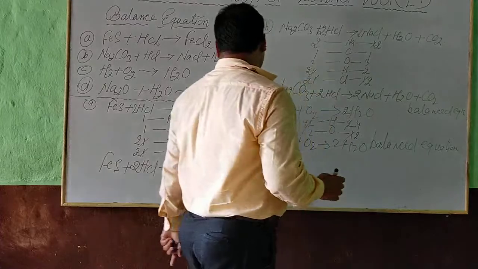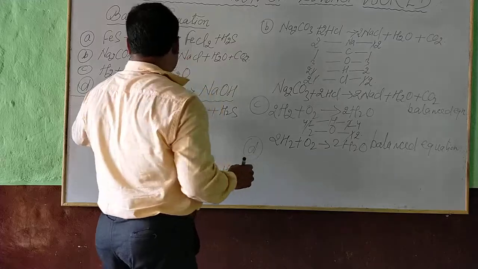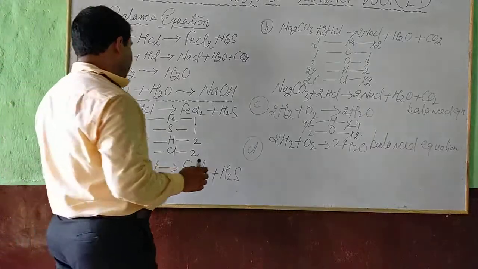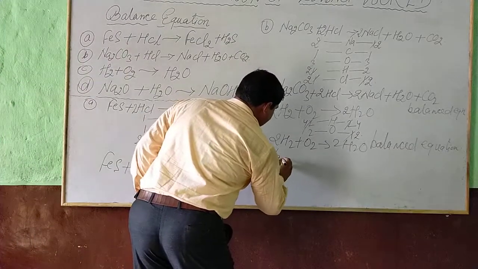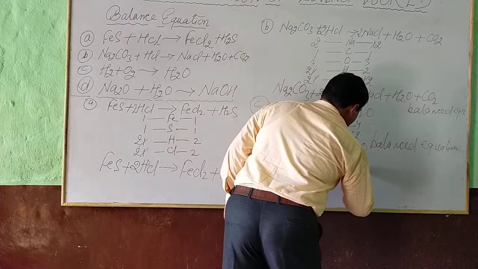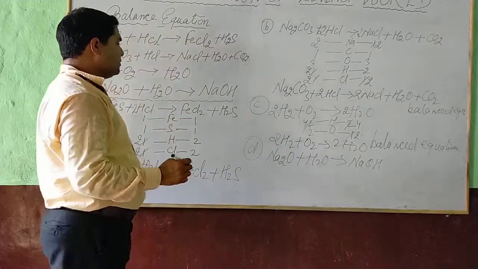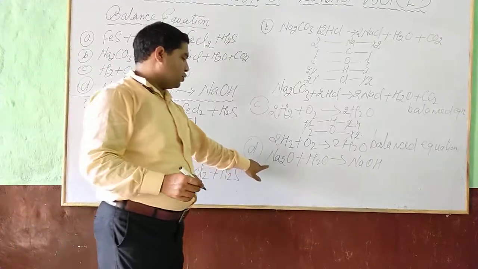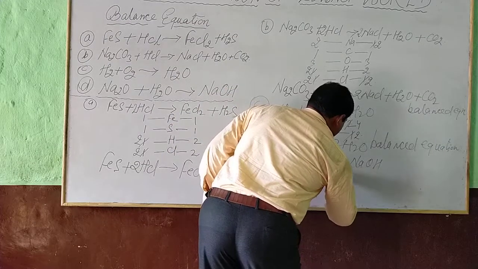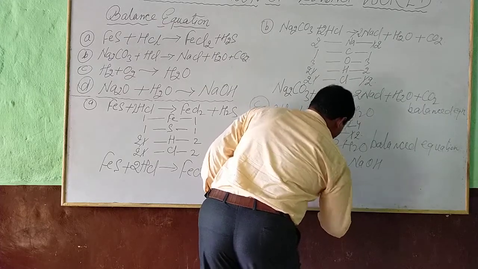Next you see question number D. Question number D: sodium oxide combined with water and forms sodium hydroxide. Sodium hydroxide. So dear student, you pay attention here the elements are sodium, oxygen and hydrogen. We write here sodium, next is hydrogen, and after that oxygen.